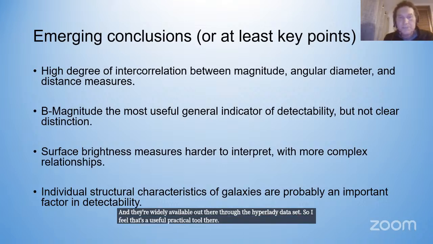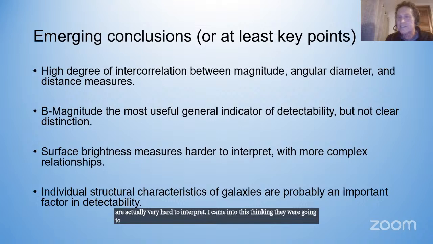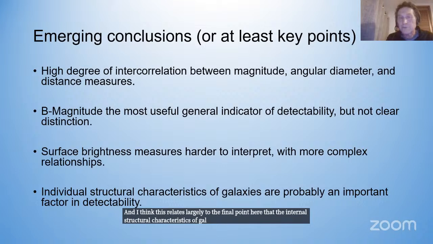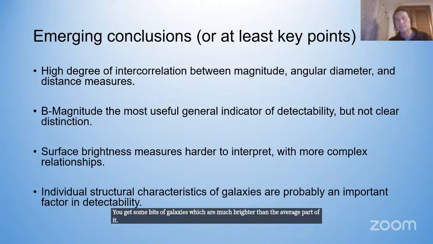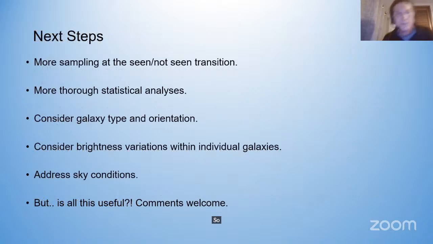Third point is that surface brightness measures are actually very hard to interpret. I came into this thinking they were going to perhaps be the key to all this, but actually there's complex relationships going on. And I think this relates largely to the final point here, that the internal structural characteristics of galaxies are probably a very important factor in whether they can be detected or not. You get some bits of galaxies which are much brighter than the average part of it, and that is the bit you can see.